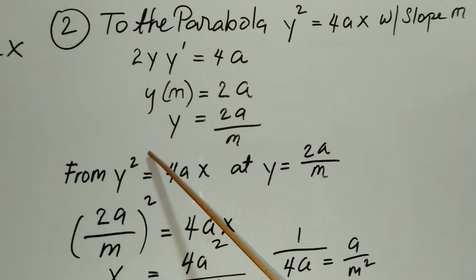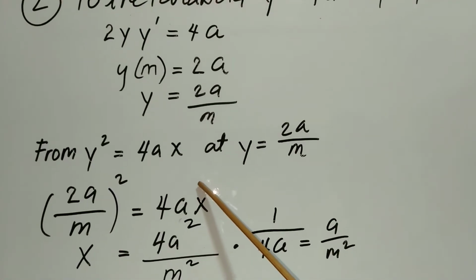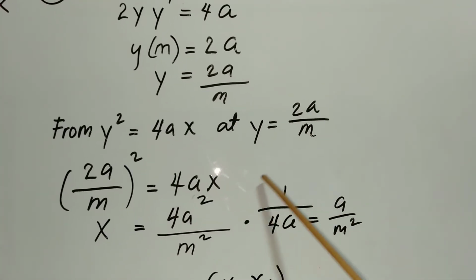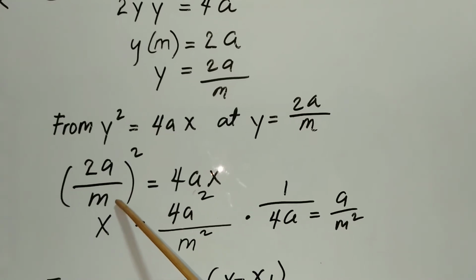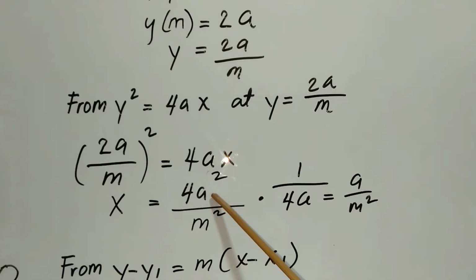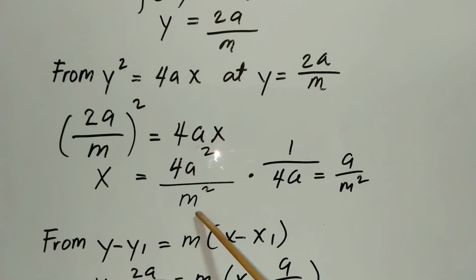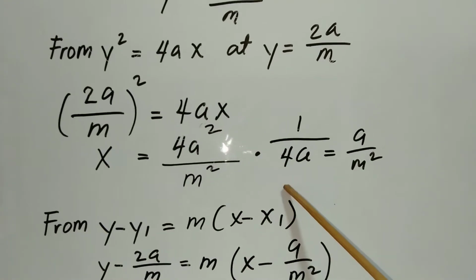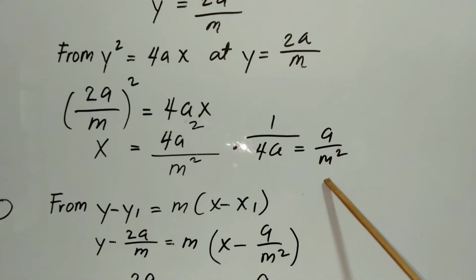from the given equation, y squared is equal to 4ax, we substitute this y here. So 2a over m squared is equal to 4ax. We get the value of x. So this one, the square is 4a squared over m squared. So we divide that by 4a, and we get the value of x is a over m squared.